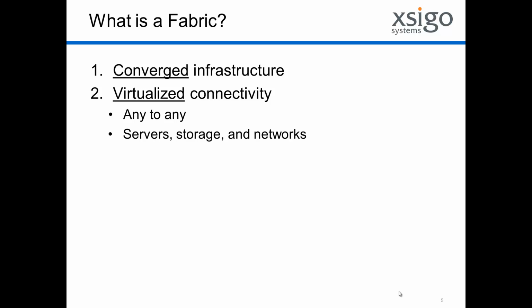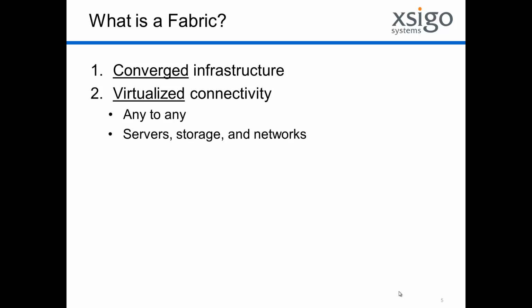At Xsigo, we think of a fabric really as being two things. One, it's a converged infrastructure. You want to be able to bring together Ethernet traffic of all types, 1 gigabit, 10 gigabit, 40 gigabit, over a single infrastructure. And you want to be able to combine Fibre Channel on that same infrastructure. If you want to be able to simplify your data center, you need to bring everything together into one infrastructure. It's not sufficient to have one for Ethernet and one for Fibre Channel.